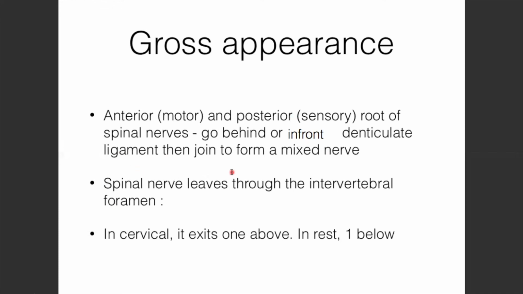Then we've got the spinal nerve. So it leaves, the spinal nerve finally here mixed, it leaves through the intervertebral foramen. And it's very important in the cervical, it exits one above, while in the rest, one below. Why?